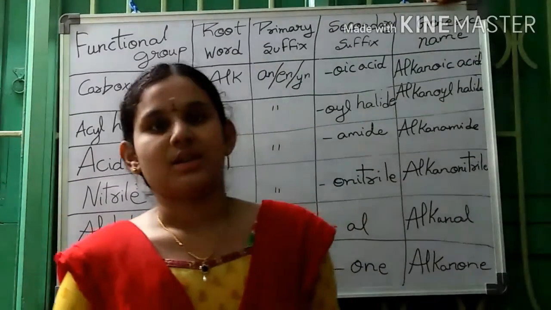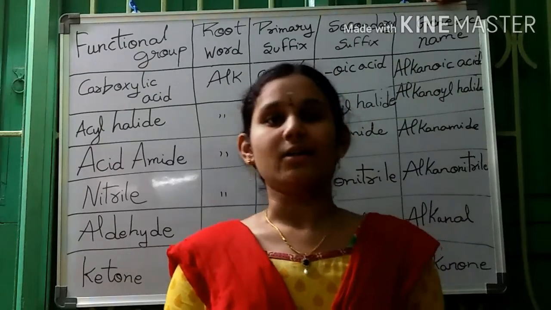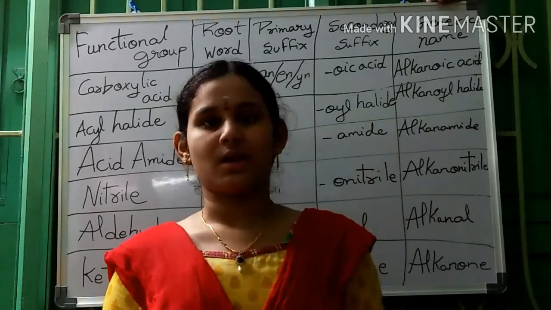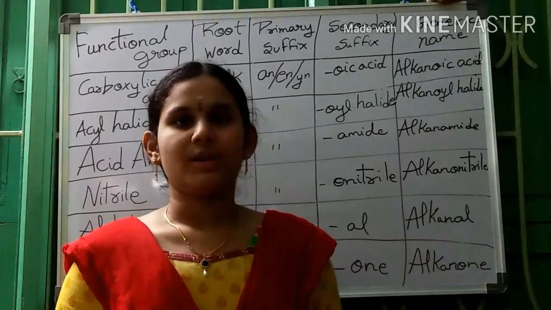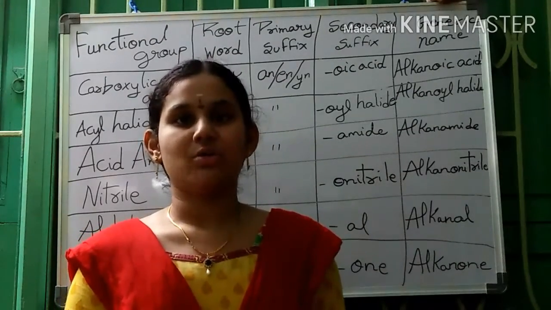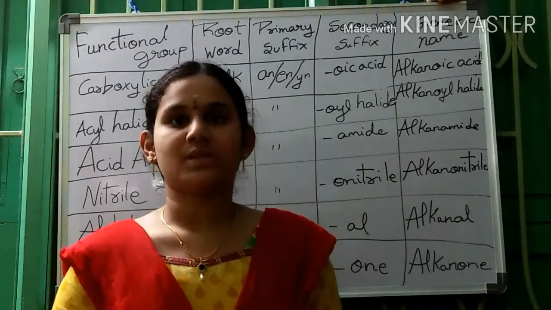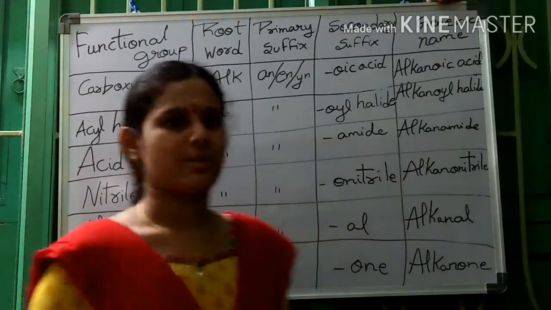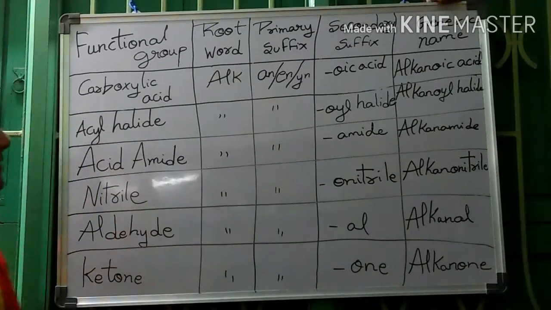Hi friends, in the last class we learned about the homologous series and the ways we can express a compound in its formula. In today's class we are going to learn about how to name a compound which contains a functional group. The first one is carboxylic acid.